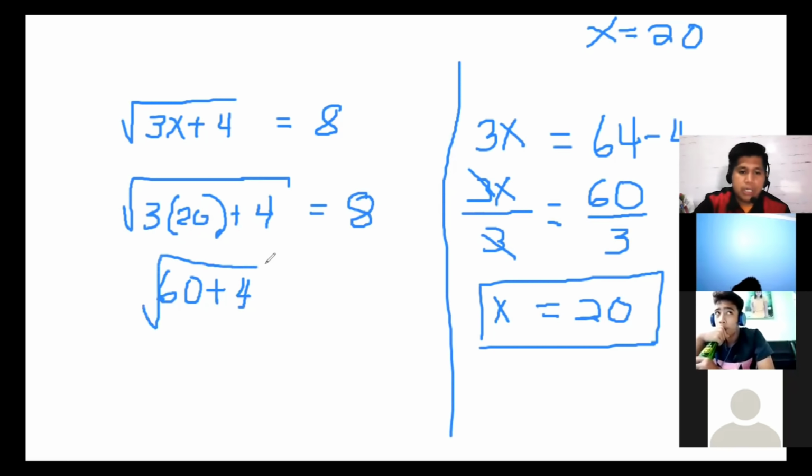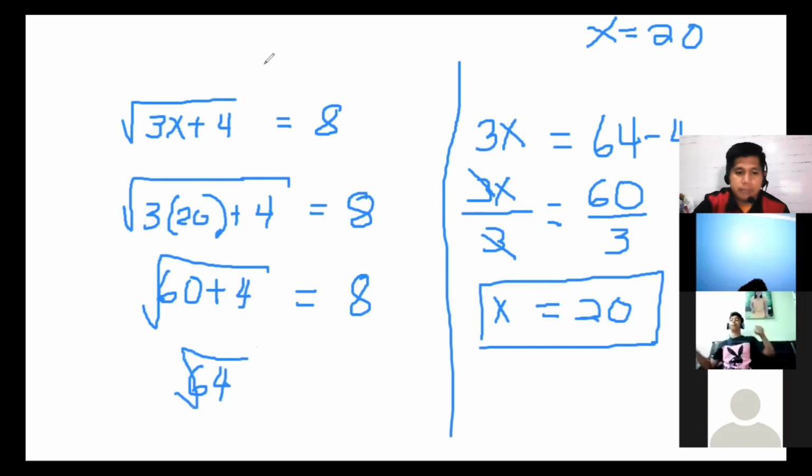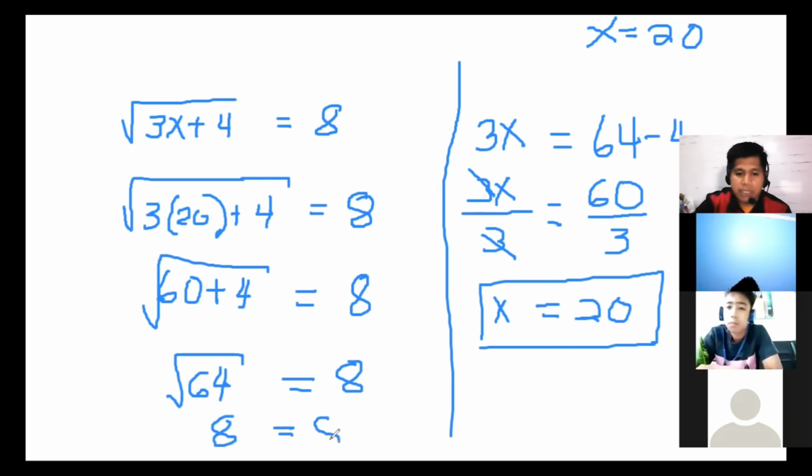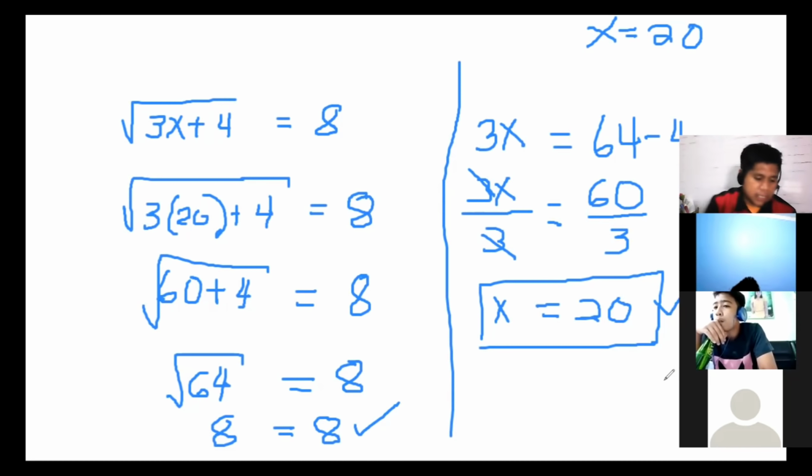Don't forget your radical sign. Square root equals 8. And then let's simplify the numbers inside, which is 60 plus 4. That will give us 64. Don't forget your radical sign. This is going to be the square root of 64 equals 8. The square root of 64 is equal to 8, which is actually equal to our answer. So if you have the same answer on the left and the right, that means the value of x that we have obtained earlier is correct. Any question?